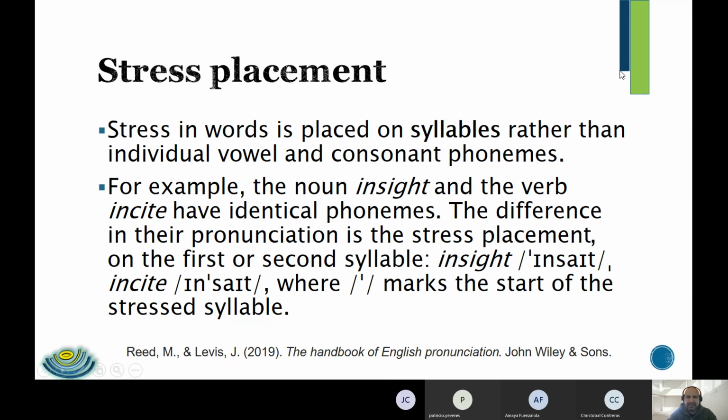Cristobal, can you read this slide, please? I'm sorry, I'm going to ask everyone to participate because we're very few in the room. No worry. Stress placement. Yes.